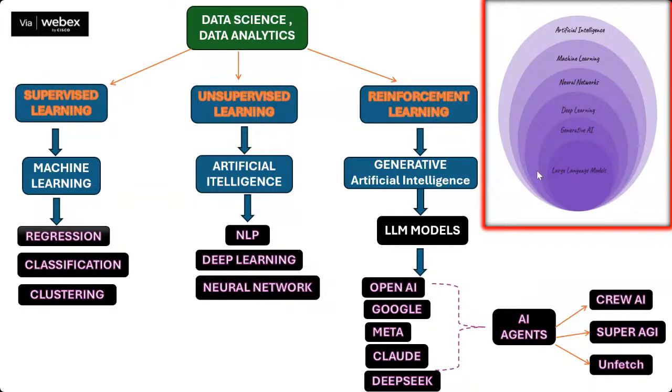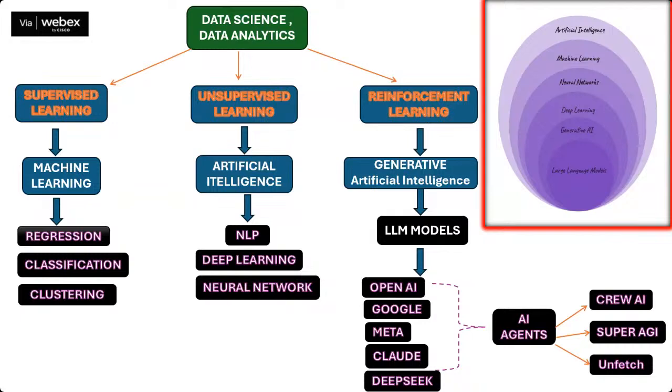I hope this is clear. If you see the diagram, artificial intelligence, machine learning, neural network, deep learning, generative AI, LLM models. This all comes under the part of full stack data science, guys. Pretty clear, everyone?